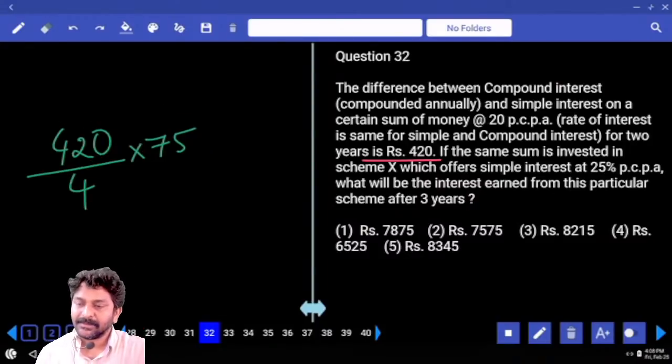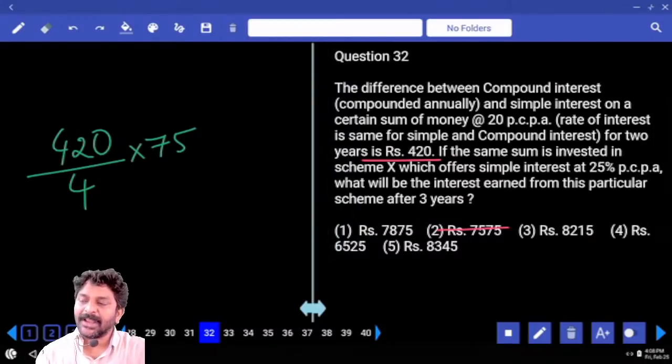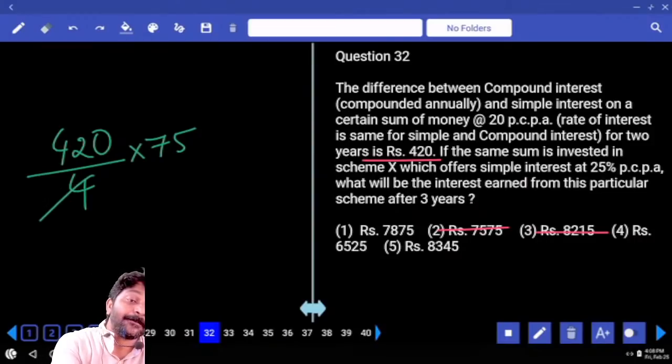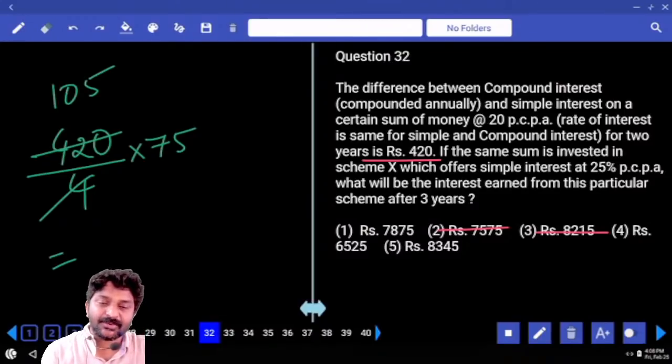So the answer must be a 9 multiple. Right. Is your first option a 9 multiple? Yes, 27. Is your second option a 9 multiple? No. Third option? No. Fourth option? Yes. Multiple options are there. Come on, let's calculate. 4 how many times? 105 times. 105 times of 75.